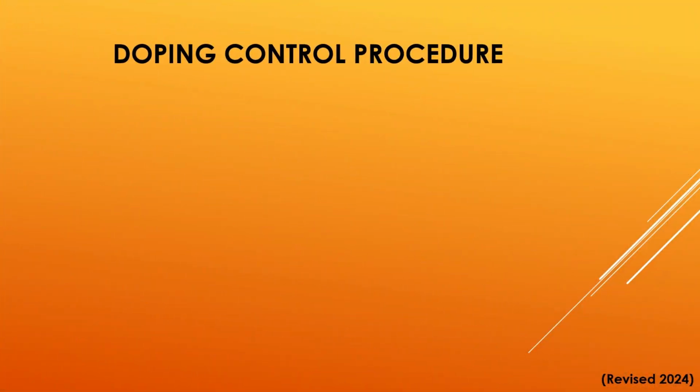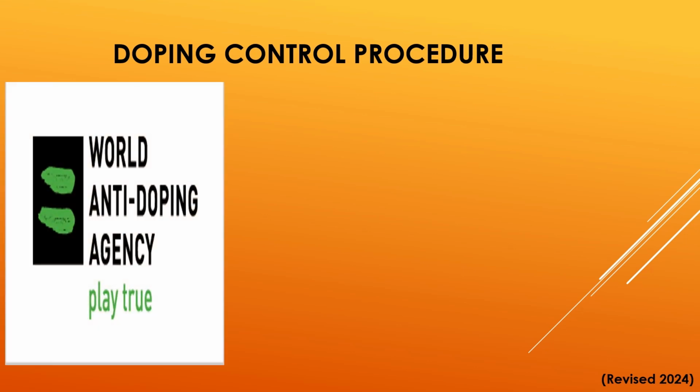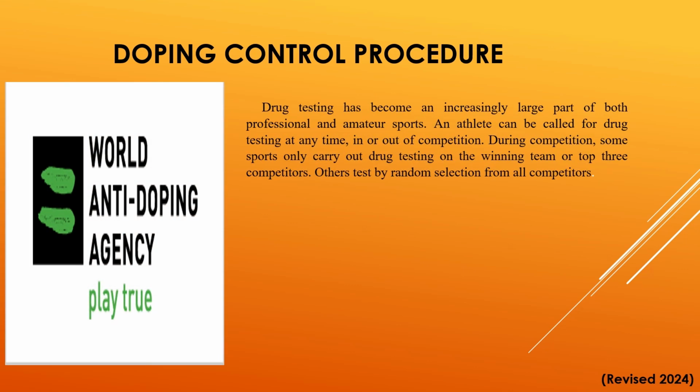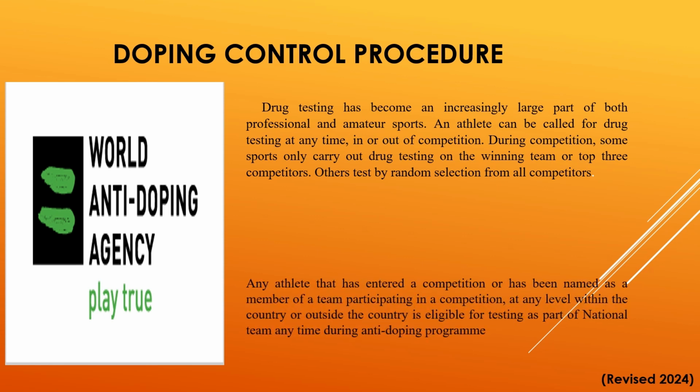Doping control procedure. Drug testing has become an increasingly large part of both professional and amateur sports. An athlete can be called for drug testing at any time, in or out of competition. During competition, some sports only carry out drug testing on the winning team or top 3 competitors. Others test by random selection from all competitors. Any athlete that has entered a competition or has been named as a member of a team participating in a competition, at any level within the country or outside the country, is eligible for testing as part of the national team anytime during the anti-doping program.